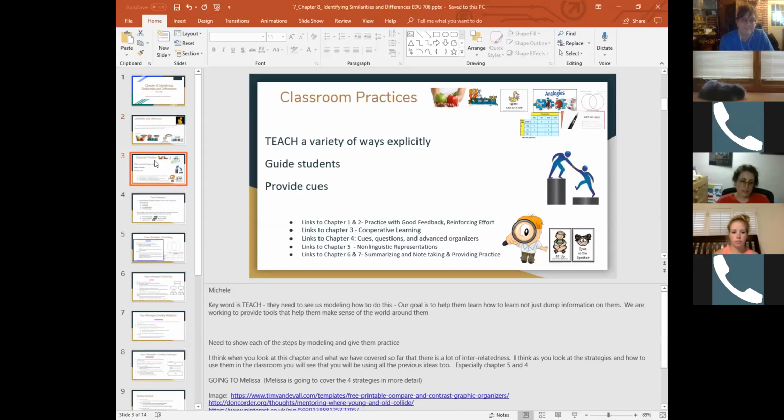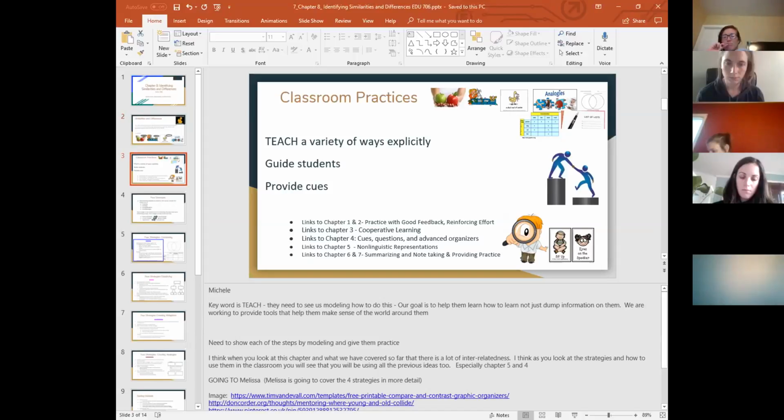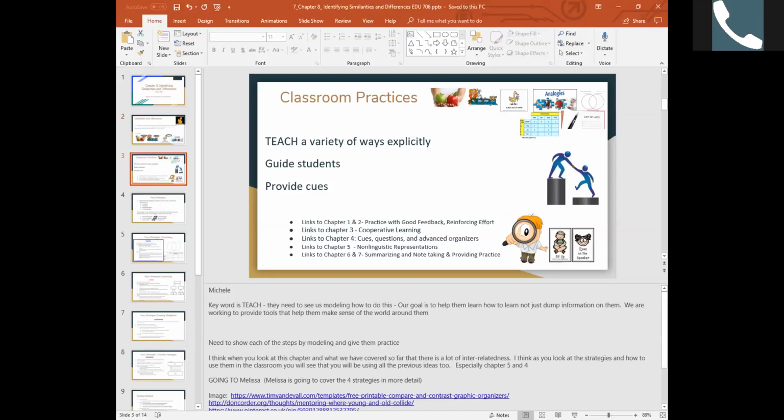And to do that, we just need to show them how to do that and guide them through those steps. And I think this chapter especially ties back to all the other chapters, which is why I had them listed up here. We've already talked about some of these when we talked about non-linguistic representations and advanced organizers and using cues and questions and providing feedback. I think we're starting to see that we're using all of them to do this technique. So I'll turn over to Melissa, and she'll cover the 4 strategies and specifics to see how they work.